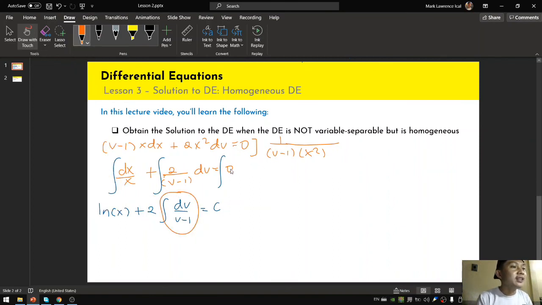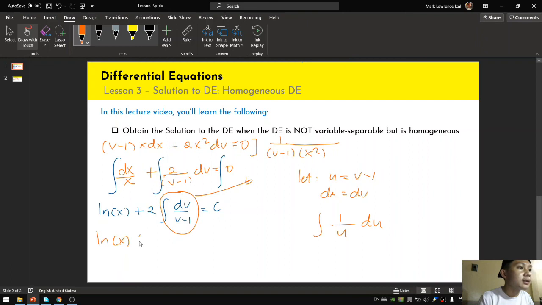Okay, now going back, this is going to be the integral of... can we use u? Let's try. Let u equal v minus 1, so du equals dv. Okay, we can. So this is going to be the integral of 1 over u du, and this is ln. So it will be ln of x plus ln of u, where our u is v minus 1, equals c.